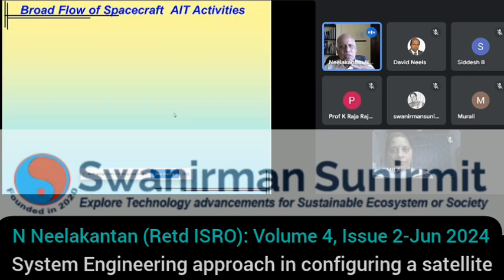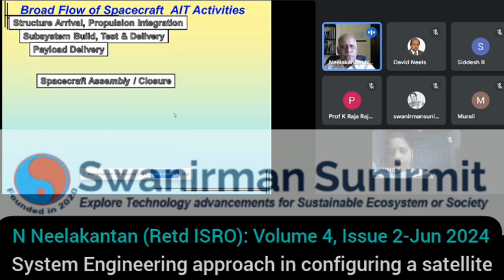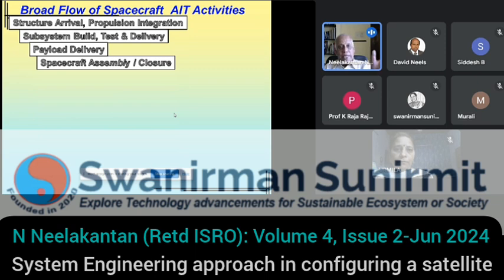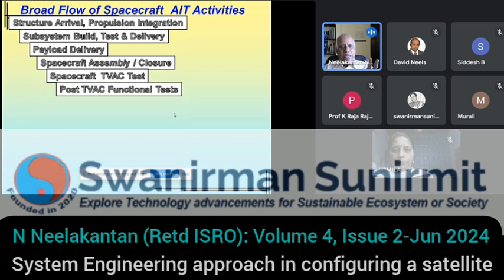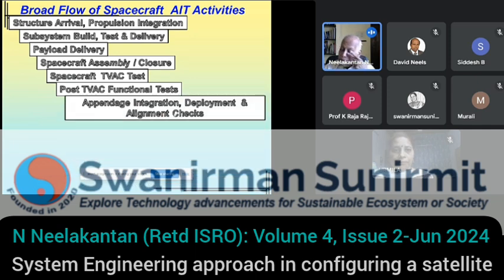Spacecraft realization sequence. Broad flow of spacecraft IETE activities. The structure arrives, propulsion integration takes place, then the various subsystems are built at the various design centers, like telemetry, telecommand, power, payloads, control systems, propulsion, etc. They are independently built, tested and delivered. Then the payload delivery happens, the spacecraft is assembled and closed, and the spacecraft thermovacuum test is done. Then the post-thermovac functional test ensures that the thermovac effects are not deteriorating the performance of the various subsystems.